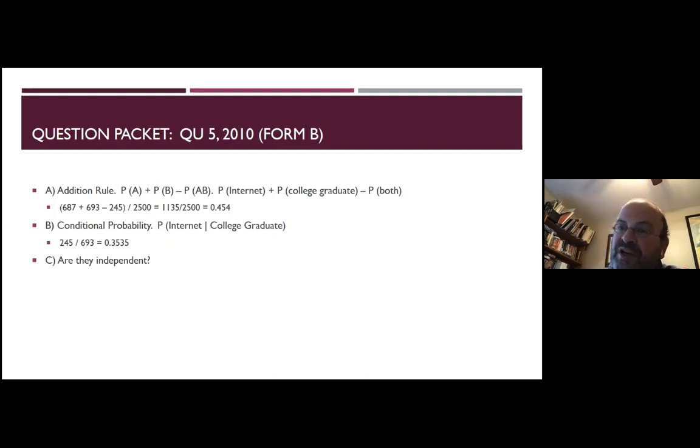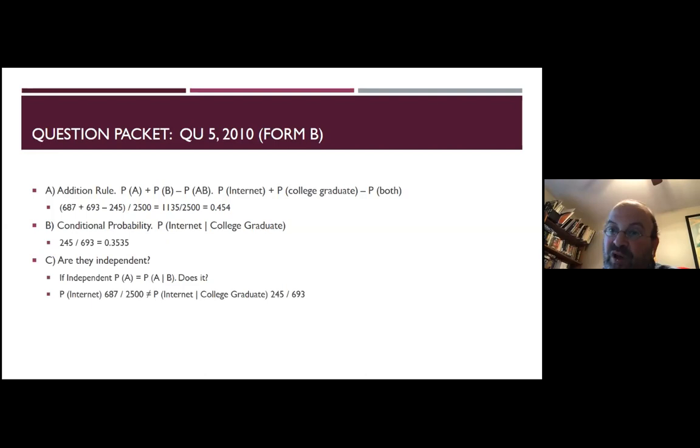So the question here is, are they independent? There's a couple ways to solve it. The way that I solved it, using the previous answers, is we know that if events are independent, the probability of A should be equal to the probability of A given B. That is to say, the probability that a person likes to get their news from the internet should be equal to the probability that a person gets their news from the internet given they're a college graduate.